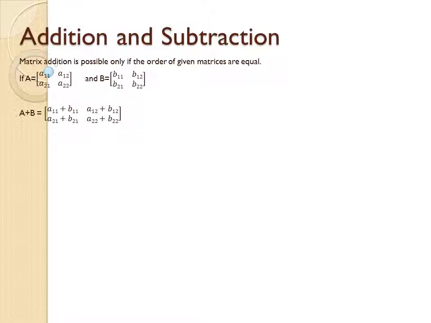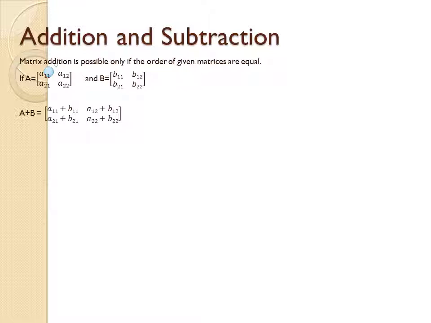So you can understand why the orders of the matrices must be equal. If the orders of the matrices were not equal, then this type of addition would not be possible. Let's say there is a term A31. This cannot be added to any term of B because there is no B31. So that is the reason the addition is not taking place.